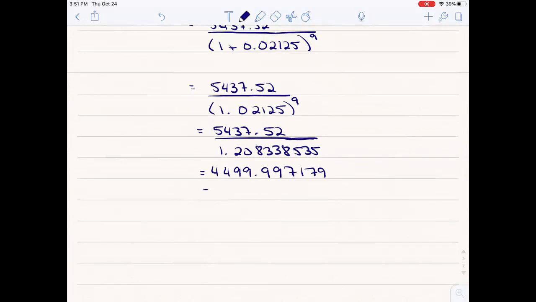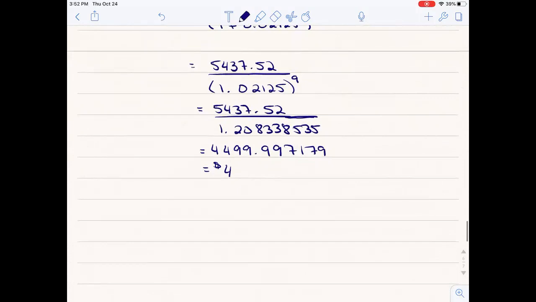So in money, we get 4,499. Oh, haha. Oops. I didn't round properly. And things just get out of control, don't they? Yeah. I was worried I did something wrong, but no. The 99.7 cents has to get rounded all the way up to 4,500 even.